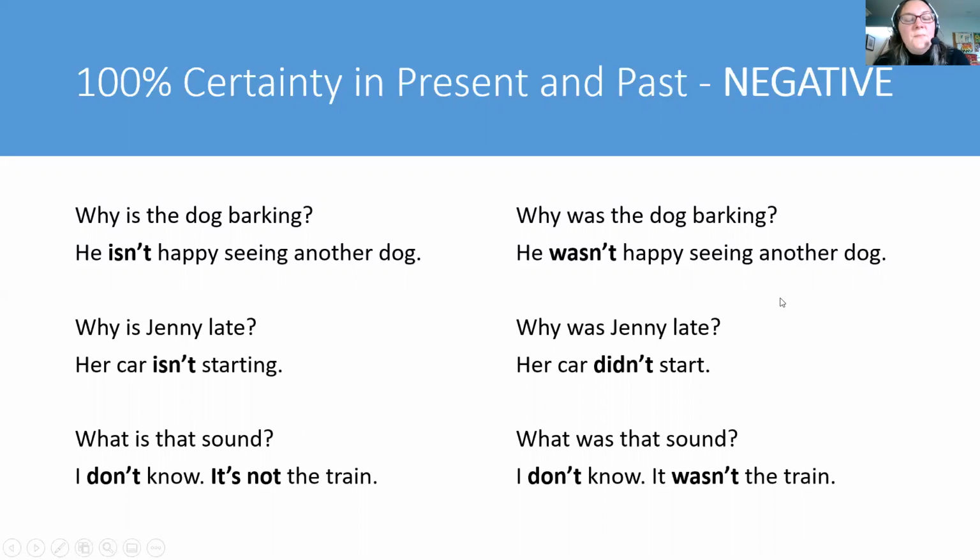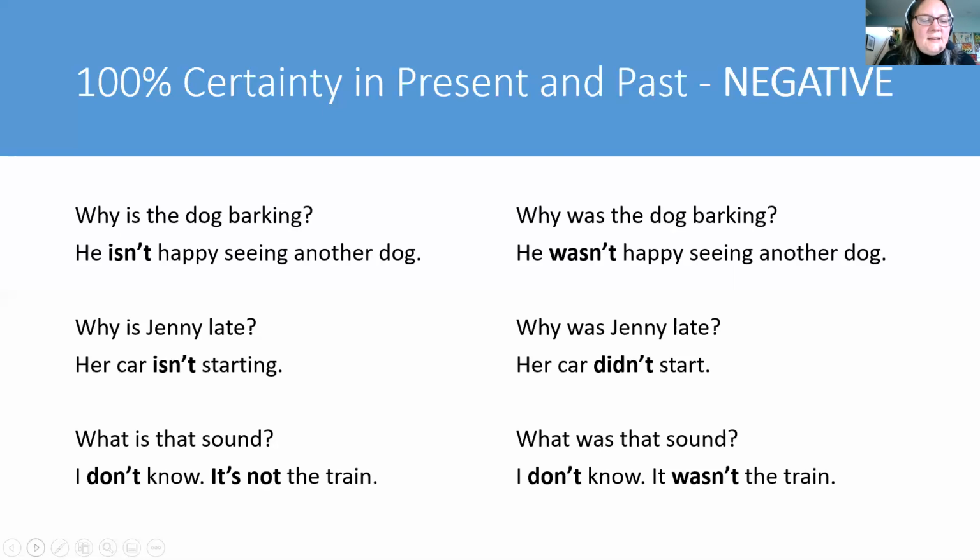So here are examples where we put something in the negative, and we could do that in past tense too. Why was the dog barking? He wasn't happy. Why was Jenny late? Her car didn't start. What was that sound? I don't know. It wasn't the train. All right. So that's 100% certainty in present and past. And you know this, and there's no modals involved, right? We're just simply adding not. So there's a little quick review of how to make things negative, right?